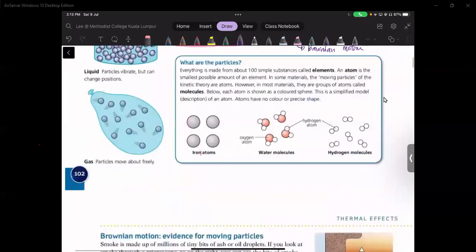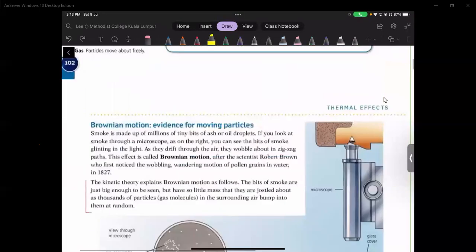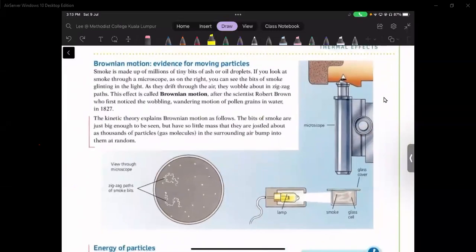I'm pretty sure you have heard of this before. And to see Brownian motion, what we need to do is install a microscope, and then put some smoke inside here. When I was in high school, I came from a very gangster school, so quite a few of my classmates smoked.